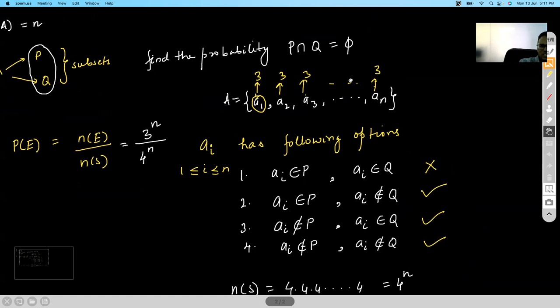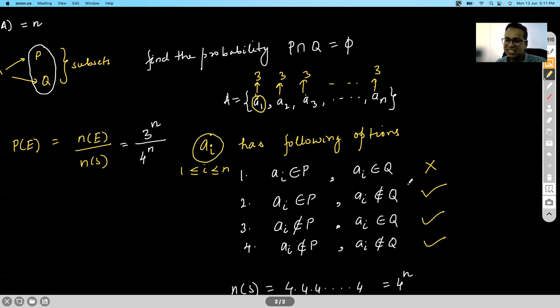Since you want no particular element to be present in both the sets, yes or no? That means you are only allowing the element to be present in either P or Q or none of the two. Because if it's present in both, then the intersection will have that particular element common to both of them, isn't it? But that's not my purpose. My purpose here is to make their intersection a null set, right? So under no circumstance can any element follow the first scenario. Because if it does, P intersection Q will have that element in common. And that defeats the purpose of the question, isn't it?